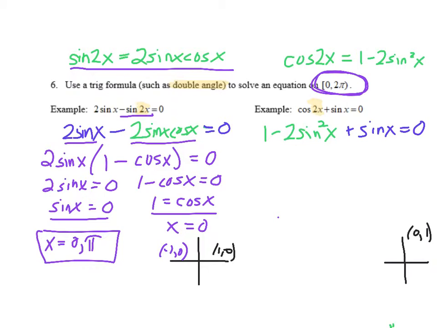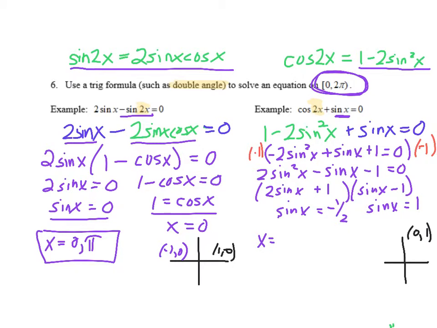Now if you look at the second example of cosine 2x, we have decided to use the 1 minus 2 sine squared x formula because we have a sine x in here and we need to get it to all sines, and that's the formula that has all sines. Now at this point, it's starting to look very familiar to previous problems, so I'll write a few steps and we'll talk about them.